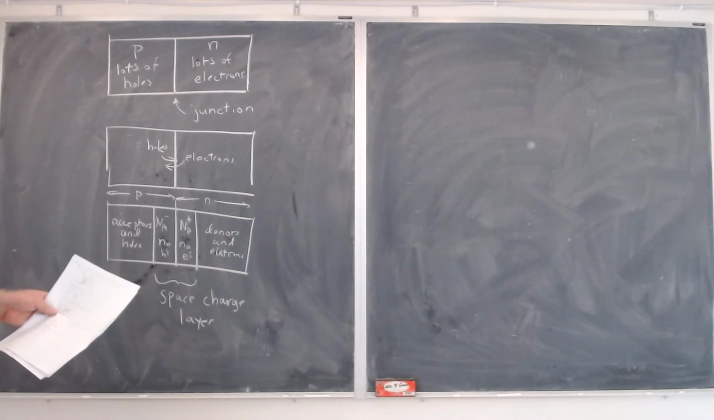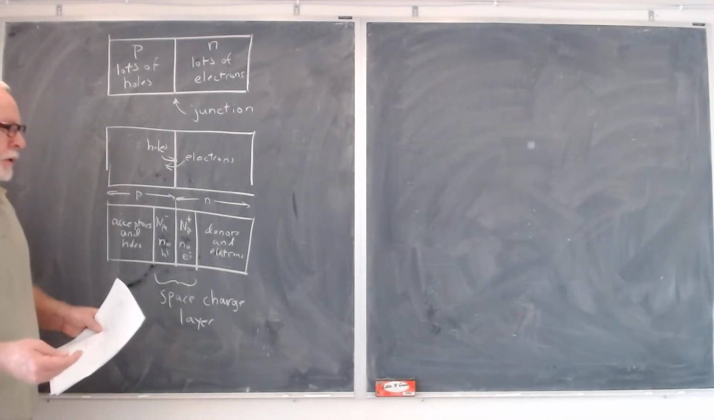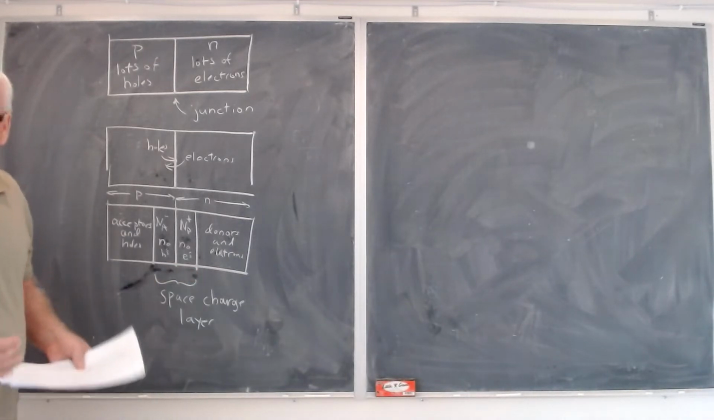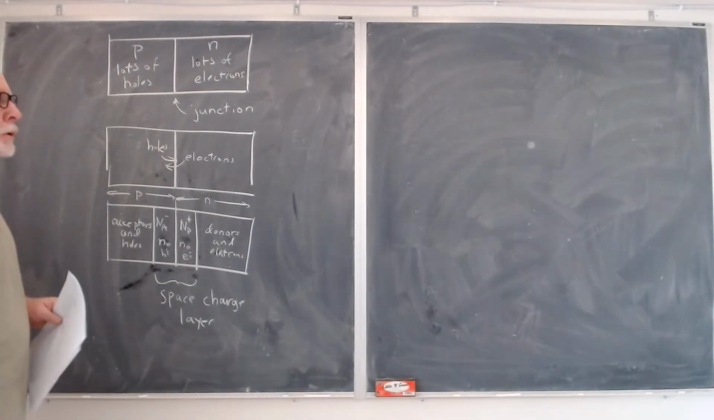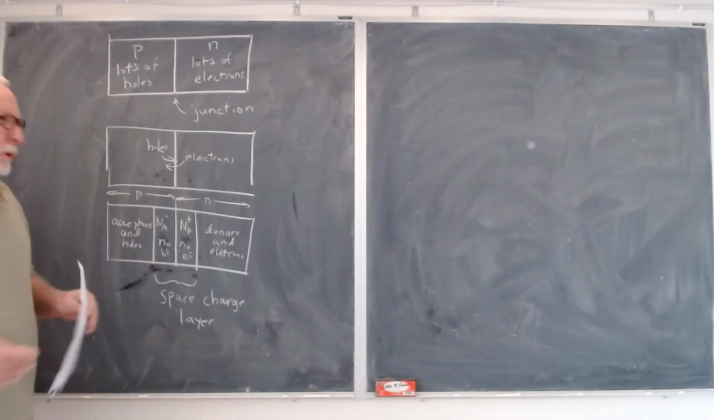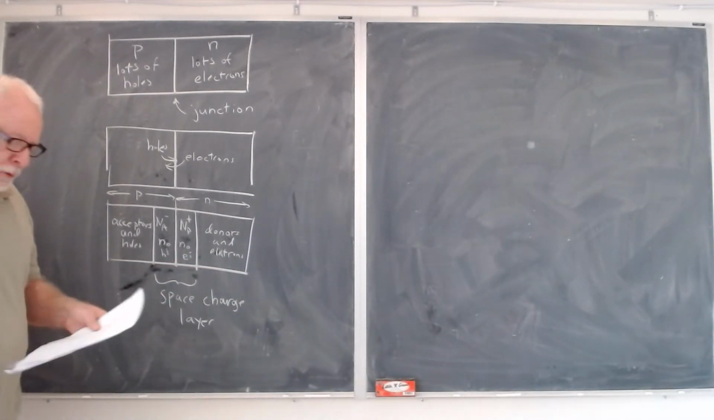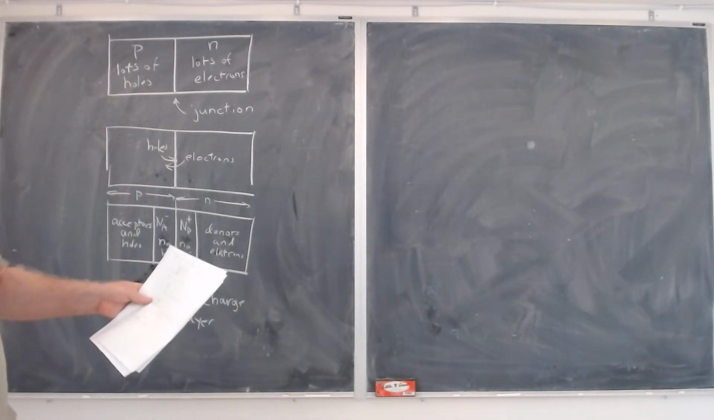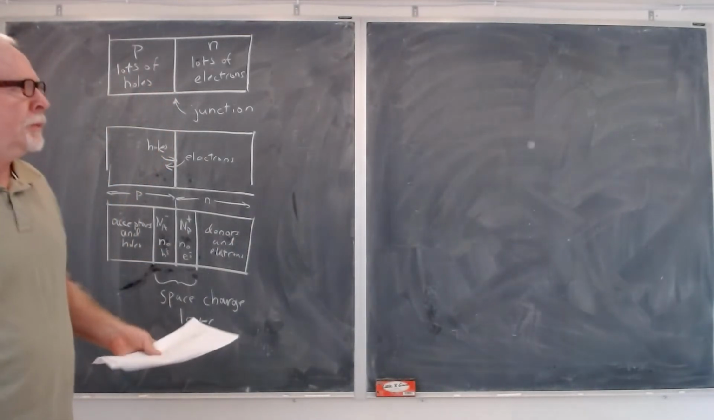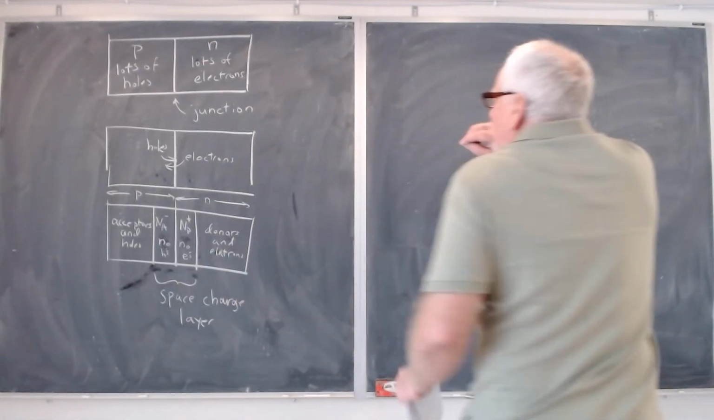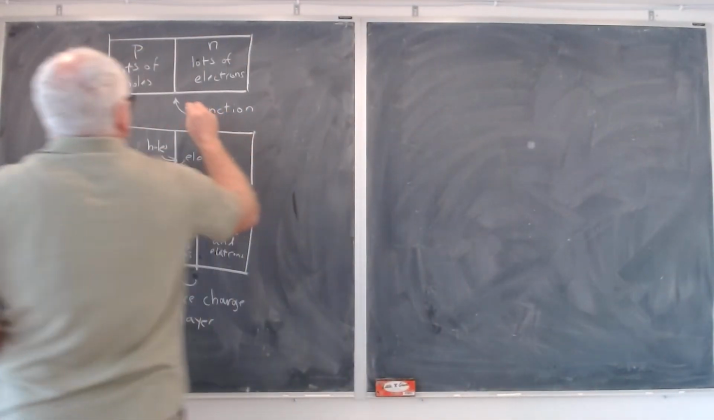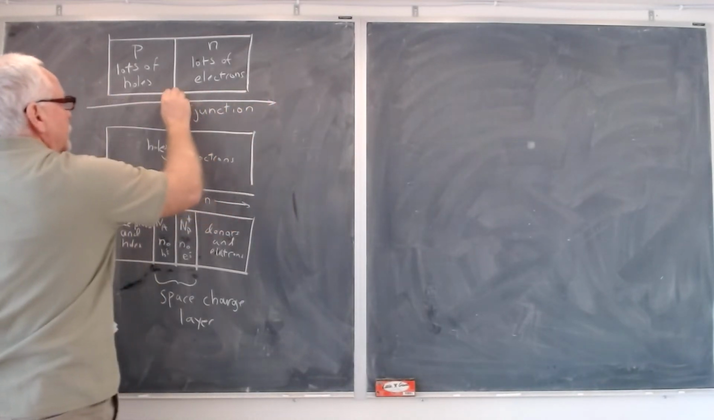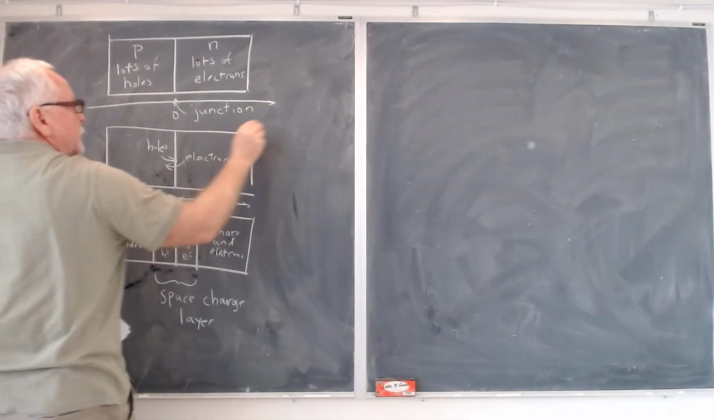Now, you may be asking yourself, how big is that? And this all fits together in the analysis we're going to do now, which is how you would determine how big that region is. So let's go on and do the electrostatic analysis, which may be a review for some people. And let's make our coordinate system. Naturally, x equals 0 is at the junction.